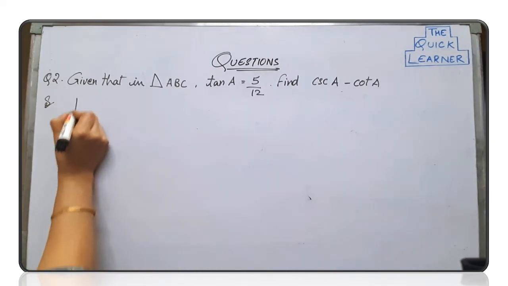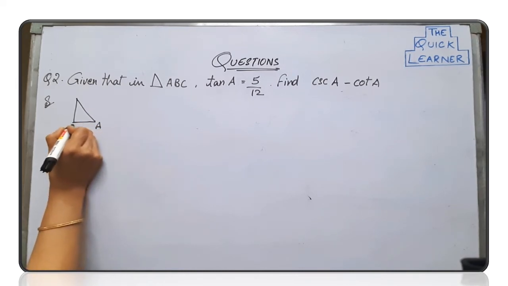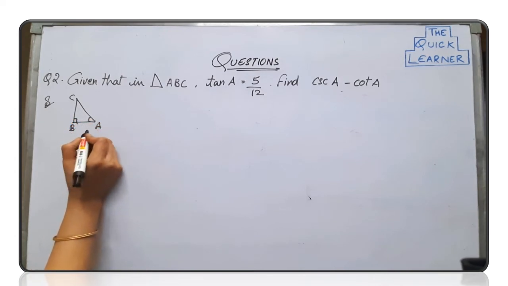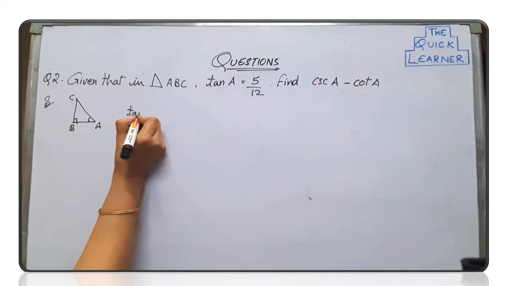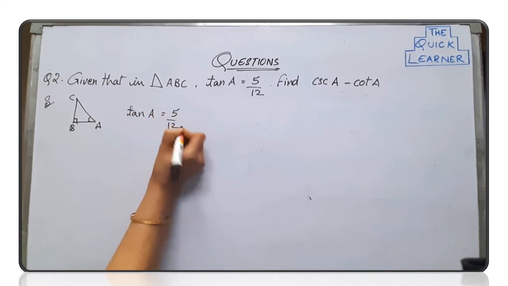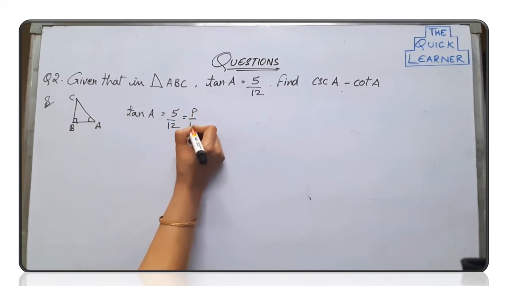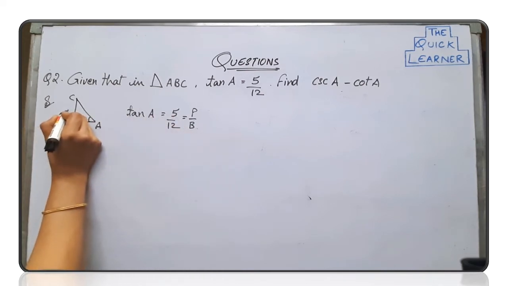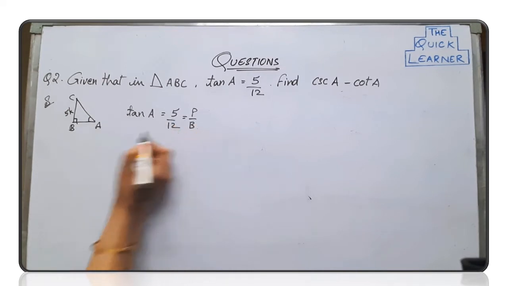First, we'll draw the right angle triangle, right? A, B, C, right angle at B, and tan A is what we are finding out. So tan A equal to 5 by 12. So we will write this as perpendicular by base, right? Means when you are writing it here, the measurement will be 5k since units are not given.